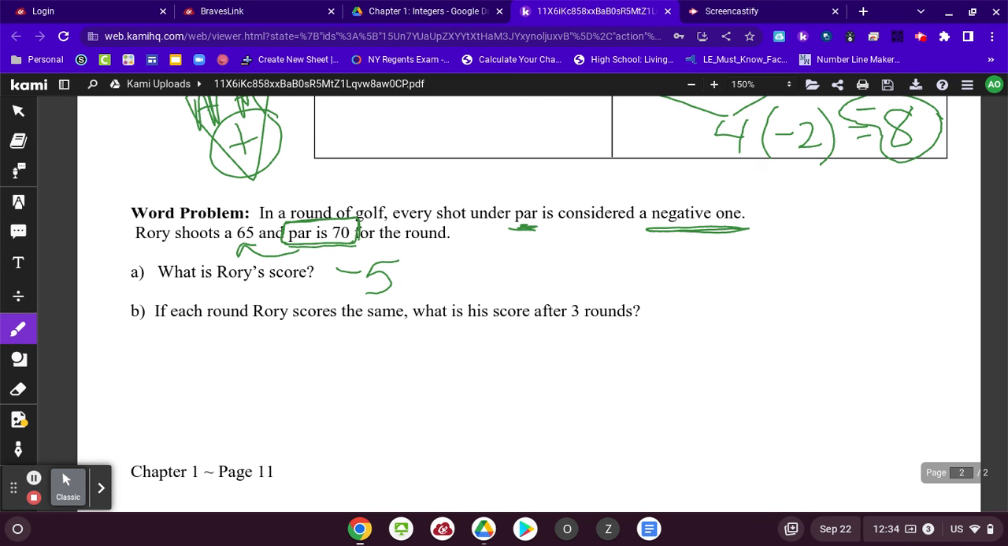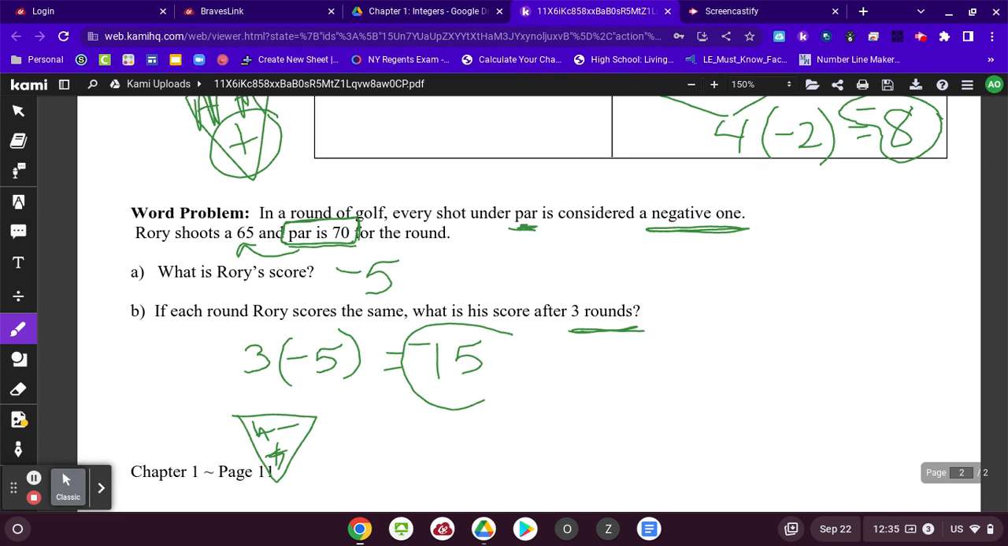If each round Rory scores the same, what's his score after 3 rounds? Well, if you want to do the same thing over and over, that's a multiplication problem. 3 rounds times a score of -5, he's now going to be -15. So he's under par, 15, -15. That will lead you to homework 5 to do some practice, and I hope that this helped.